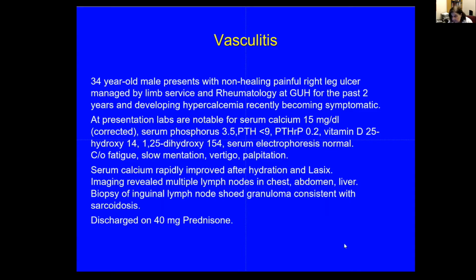And this is an example how you treat it. You hydrate first and then give Lasix. And then you do the chest X-ray like on the previous slide, and it showed the typical granulomatosis nodules. And he had an inguinal lymph node that can be biopsied that was also showing granulomatosis. And the treatment started with 40 milligram prednisone, and he went home with normal calcium.